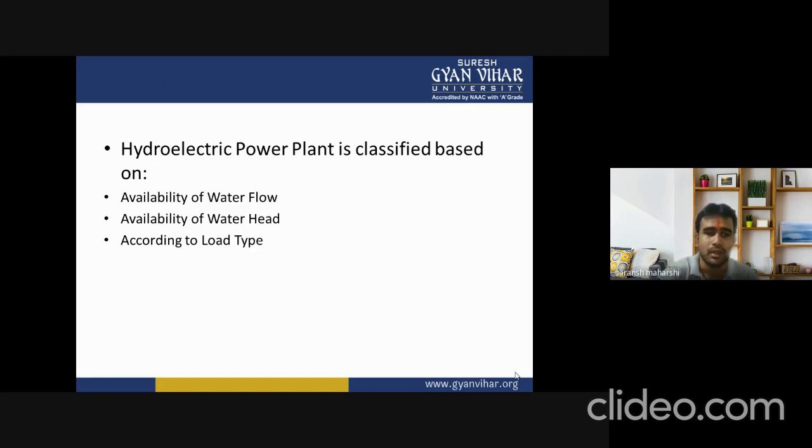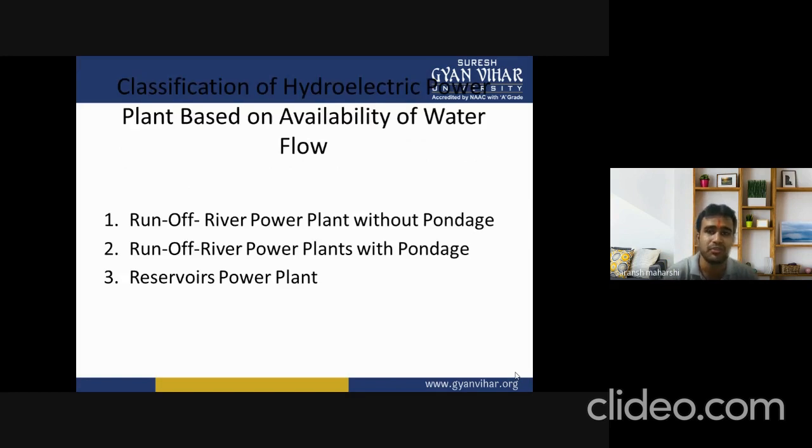Now we will discuss the classifications of the hydroelectric power plant which is based on the availability of the water flow. According to this, we will classify it into three subtypes. First of all is run-off river power plant without pondage. Second is the run-off river power plant with pondage, and the third is a reservoir power plant.